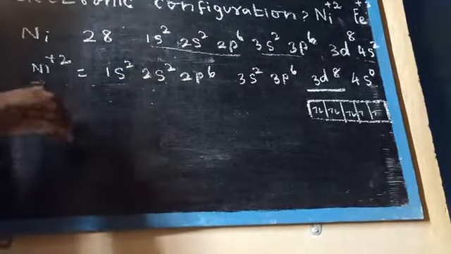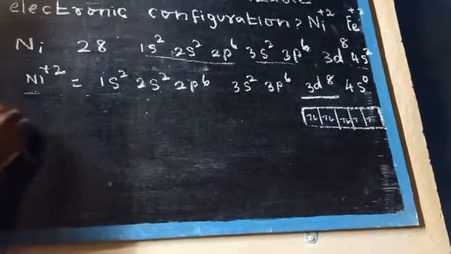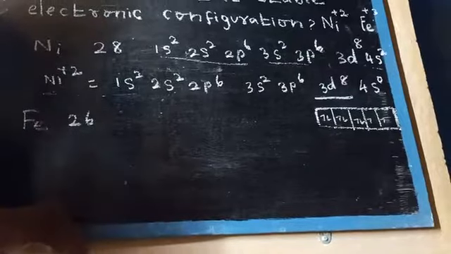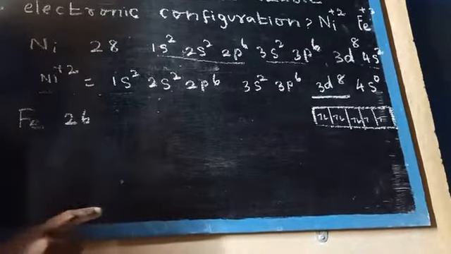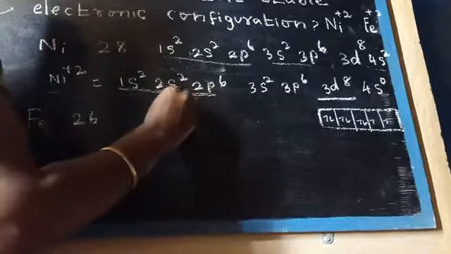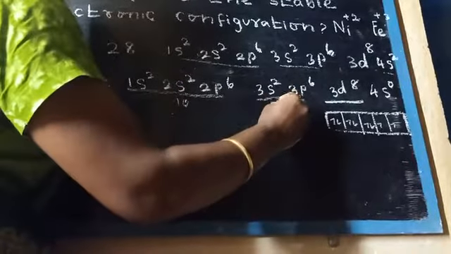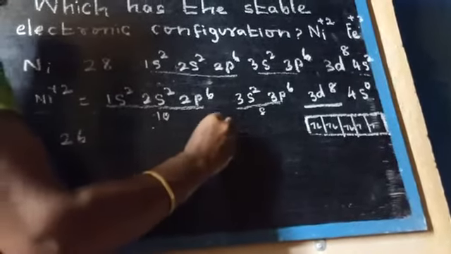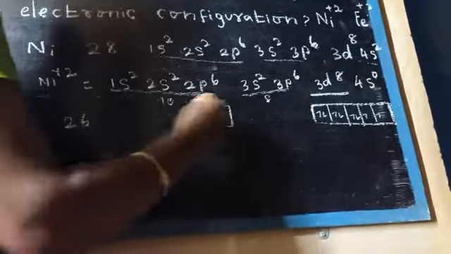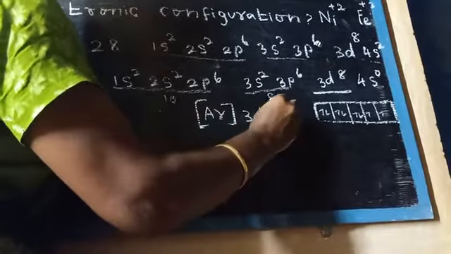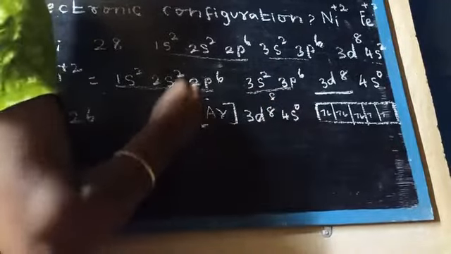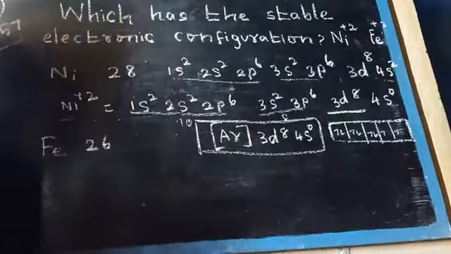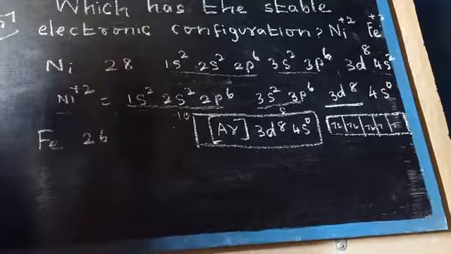Are you clear, children? So now take the next one, Fe ion. Fe, atomic number 26. Write the electronic configuration. Children, here is another trick. The total number of electrons in 1s2, 2s2, 2p6 is 10, and 3s2, 3p6 is 8. So instead of this, write like this: argon, 3d8, 4s0. This is another way to write the electronic configuration. Both are the same. Are you clear?